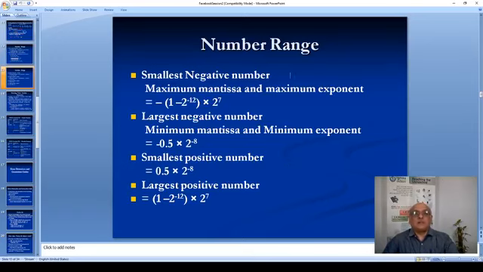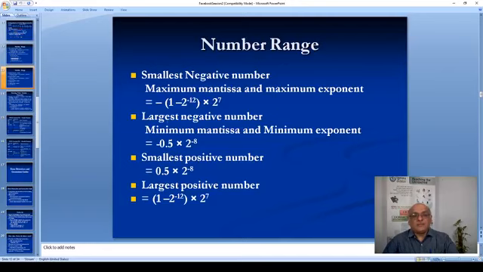Now let's look into the number range. What is the smallest negative number? The smallest negative number is going to be with maximum mantissa and maximum exponent. So this is going to be negative of (1 minus 2 to the power minus 12) into 2 to the power 7, roughly close it in terms of decimal. Now this is very, very important. Maximum mantissa and minimum exponent, which happens to be 0.5 into 2 to the power minus 8. This is the smallest positive number, and the largest positive number is into 2 to the power 7.